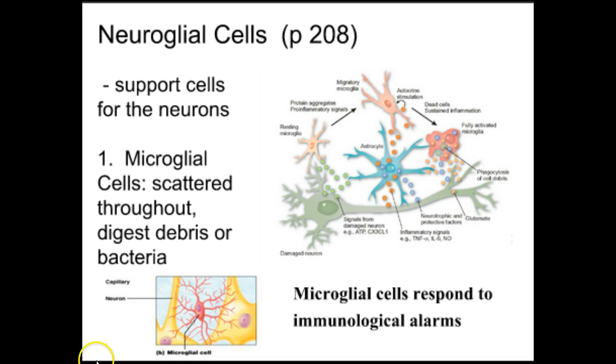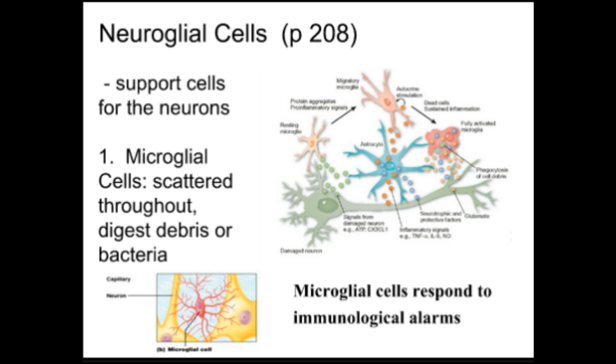Now we're going to talk about neuroglia cells. They support cells for the neurons, and sometimes they call this the nerve glue, because they support and protect neurons as well as doing other things. So the first one of these cells are the microglial cells, and they're scattered throughout, and they digest debris or bacteria. They offer an immune response for the nerve cells.